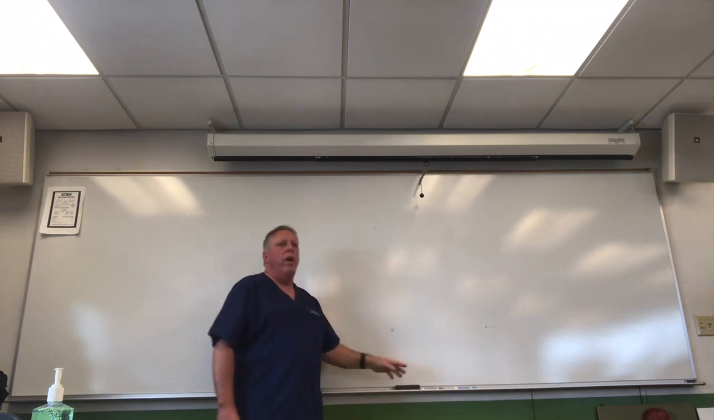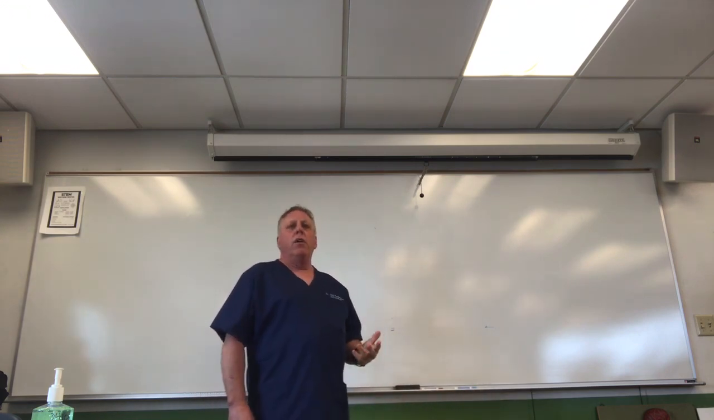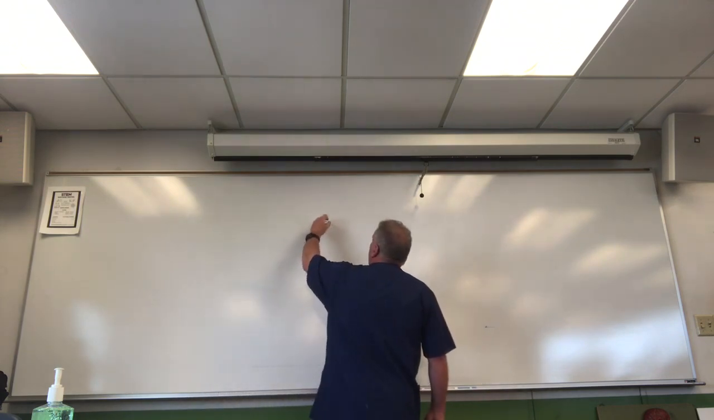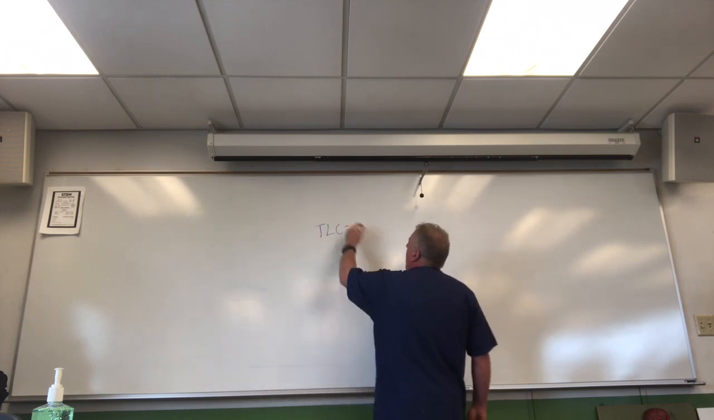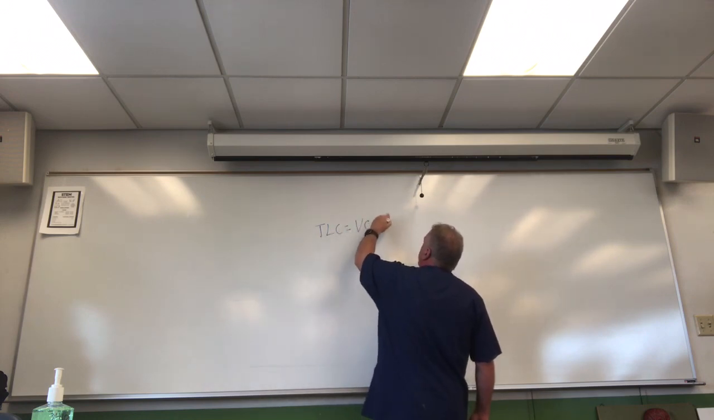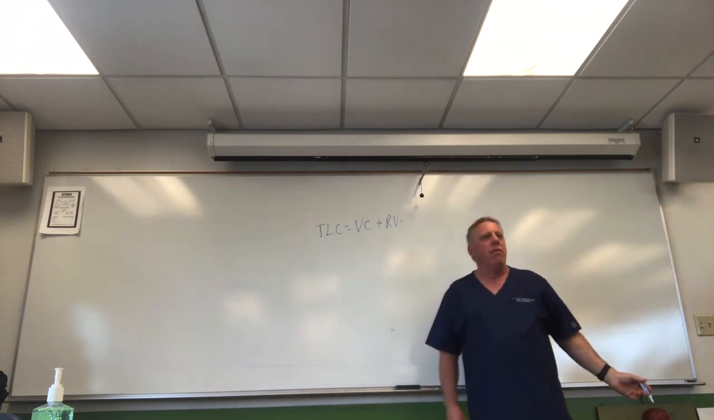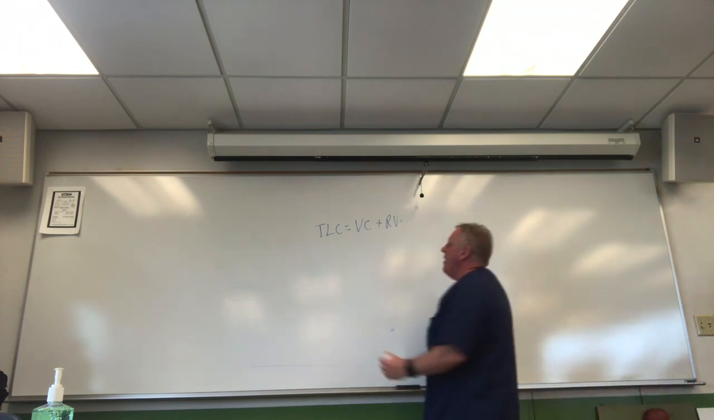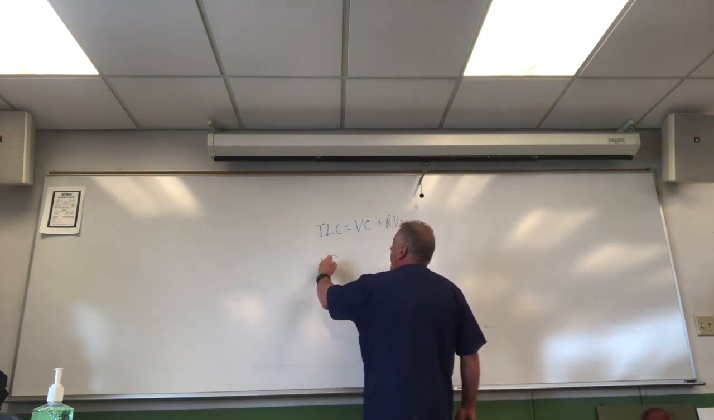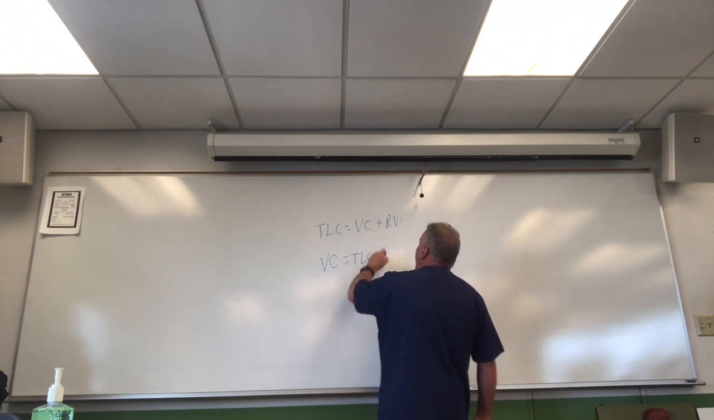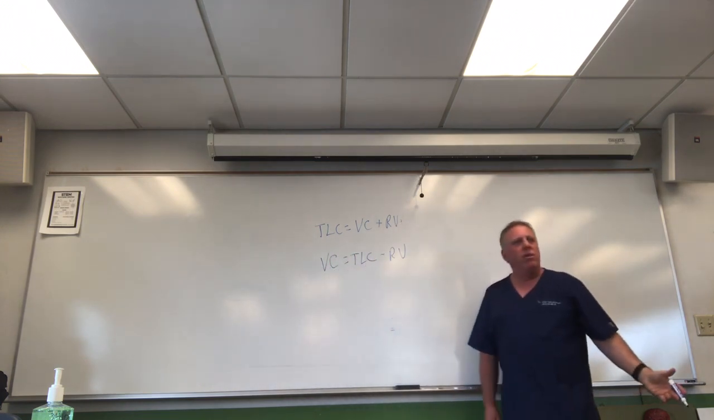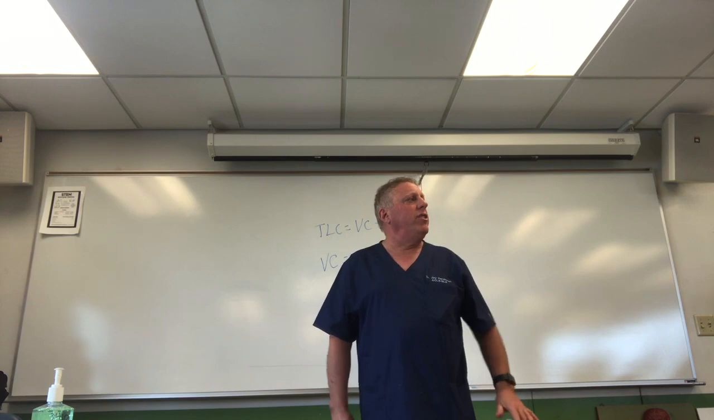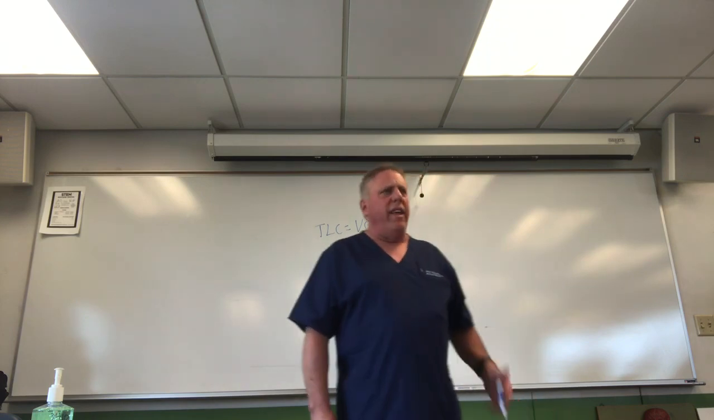So remember, more than one volume equals a capacity. When we have all the capacities and we fool around with this, we say total lung capacity equals vital capacity plus residual volume. Isn't that true? That's how we can do it. We can also say vital capacity equals total lung capacity minus residual volume. So we fool around with the equation and we figure out numbers. This is what we do. You understand? And that can get very complicated.